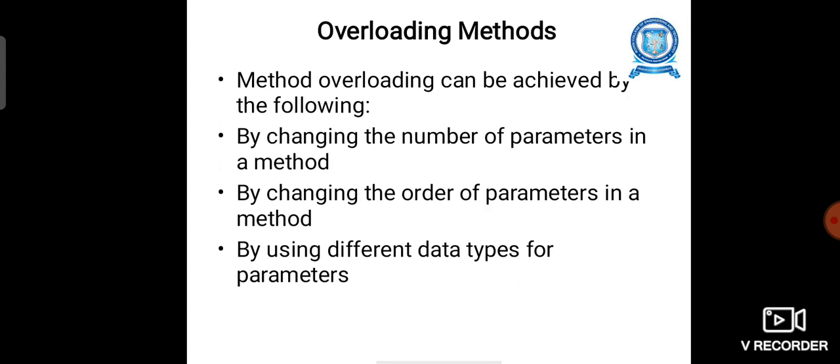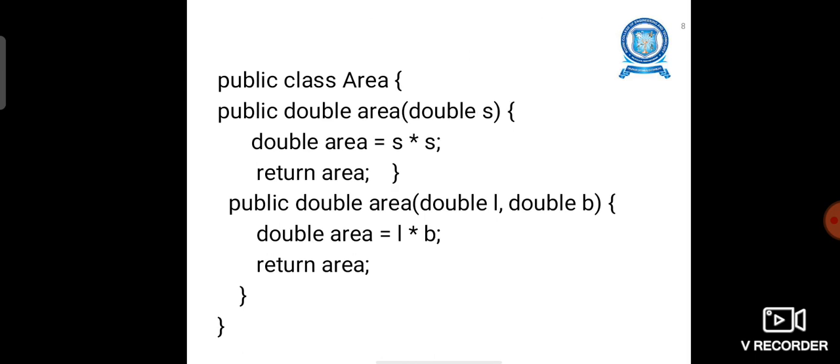Method overloading can be achieved by changing the number of parameters in a method, by changing the order of parameters in a method, or by using different data types for the parameters. In this example we can see we are using methods with the same name, area, but the first method has only one parameter, and the second method area has two parameters. So the two methods are differentiated by the number of arguments or parameters.